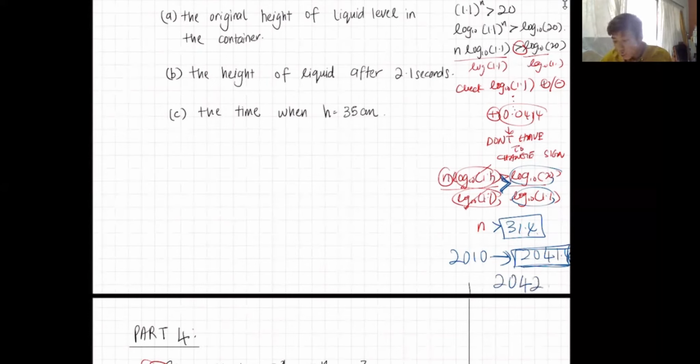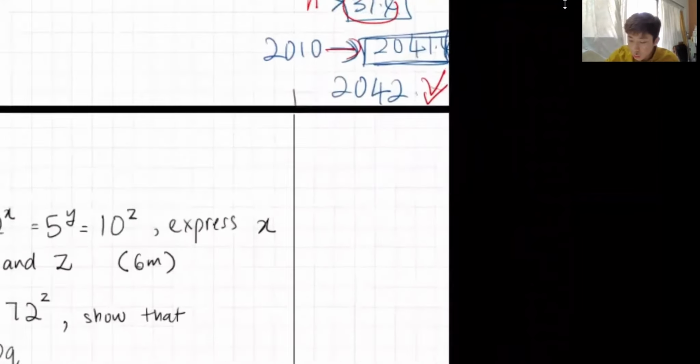2042. Why 2042, not 2041? Because in 2041, it still hasn't exceeded 20,000. How do I know? Because it shows here already. N must be greater than 31.4 years later. So 31.4 years later is actually 2041.4. So only at year 2041.4 does it reach 20,000 population. So before that, 2041 hasn't reached 20,000 yet. That's why I chose 2042 instead of 2041. You understand? This is the correct answer. So this is basically my explanation to you.